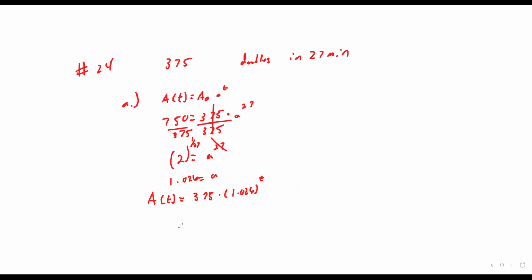And then part B just says find the population after 2 hours. So that would be 120 minutes. This is 375 times 1.026 raised to 120 minutes. So again, because it says 2 hours, but our formula is in minutes, we just got to do a little conversion. So let's check it.